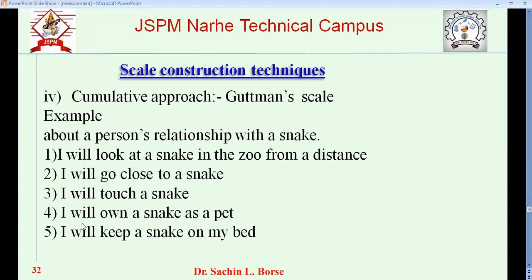So in this example, it is about a person's relationship with the snake. You can say snake is a dangerous animal. Okay, so we will ask the questionnaire. We'll ask 5 questions to the respondent.